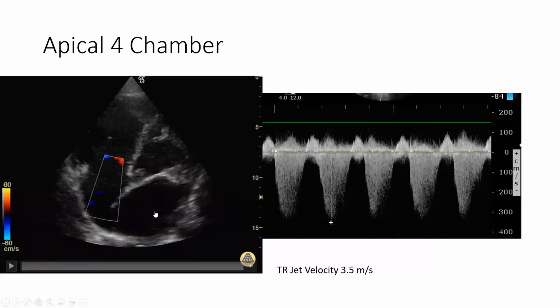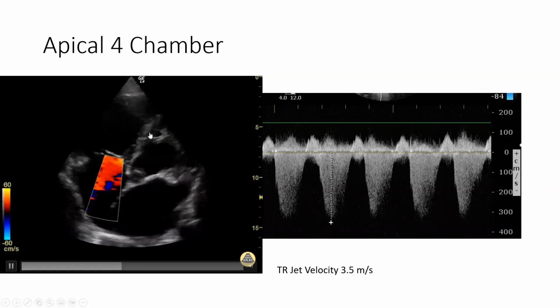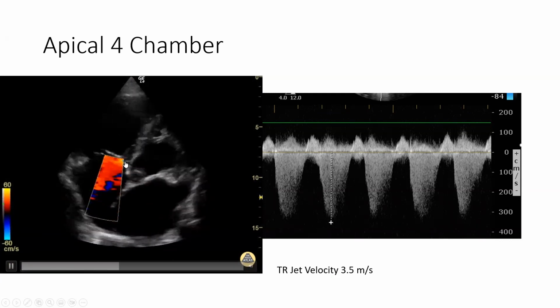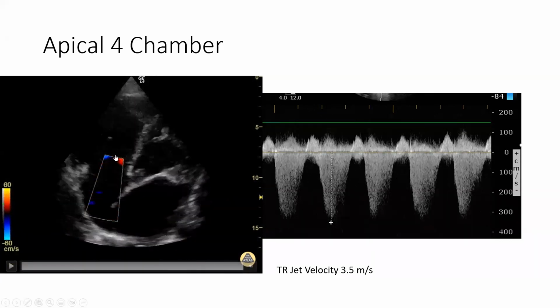All right, so now we're going to apply what we just learned about right ventricular systolic pressure estimation based on continuous wave Doppler estimations. All right, so this is another apical view. This is not the classic apical view, but this is right atrium, right ventricle. We've got color Doppler right at the tricuspid valve.